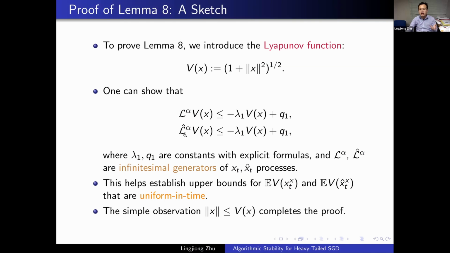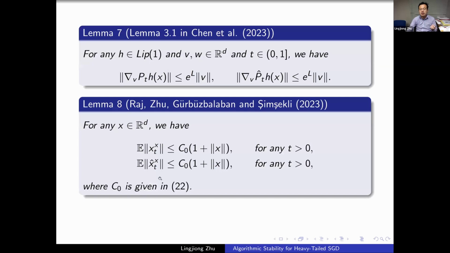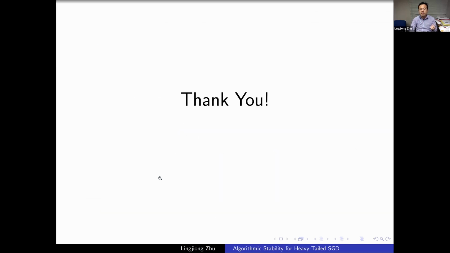And so L alpha and L hat alpha are infinitesimal generators of xt and xt hat. And this helps establish a uniform in time upper bound for the expected value of the Lyapunov function. But remember that this V of x is upper bounding the norm of x. So that means you also obtain the uniform in time upper bound for this norm here. So this is essentially the idea of the proof, and how we are able to show uniform in time Wasserstein stability for heavy-tailed SGD. So I think that's the end of my talk. Thank you very much.